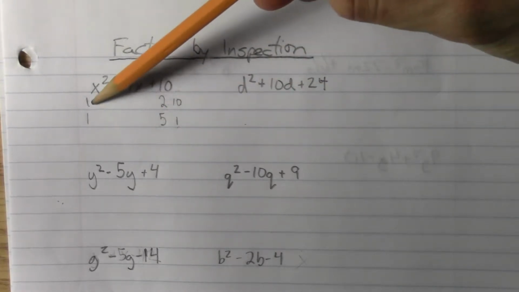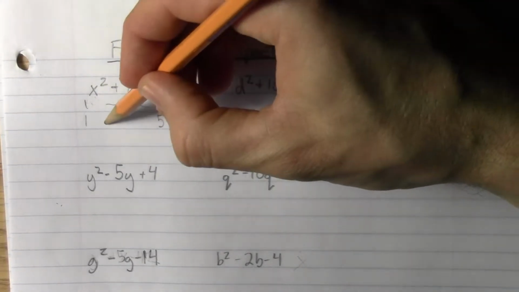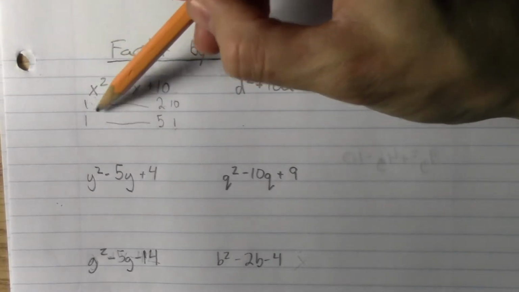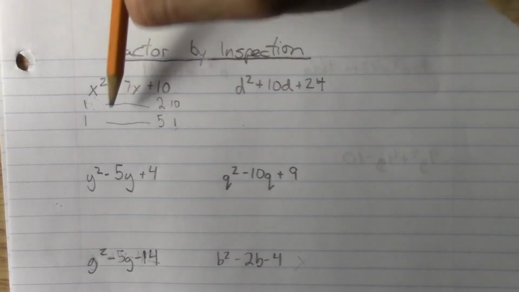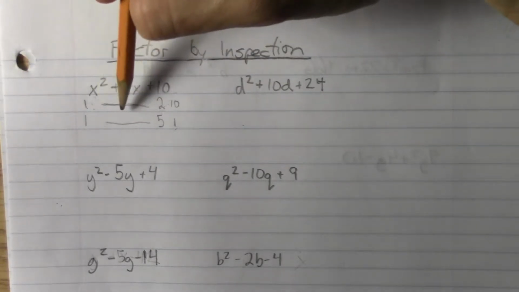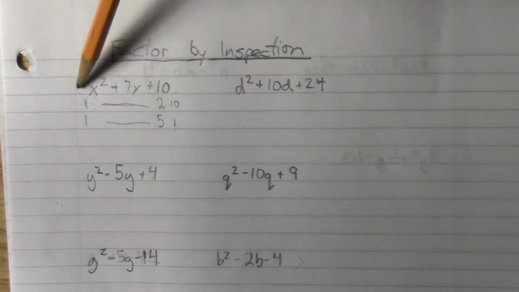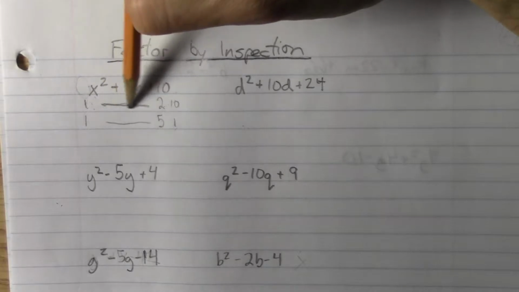So, can I add 2 and 5 to make 7? Yes, I can, right? Can I add 10 and 1 in any way? No, I can't. Okay, and I draw these lines because you're going to see later on when we do the equations with a coefficient here, these are going to be numbers here and they're going to multiply. So that's why we draw these lines to connect.